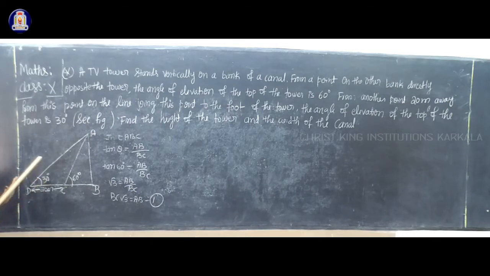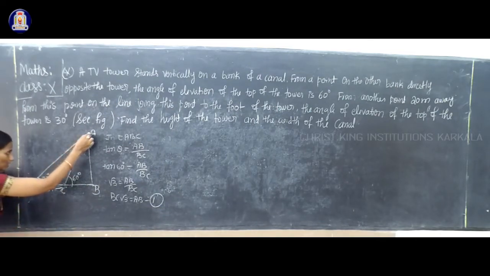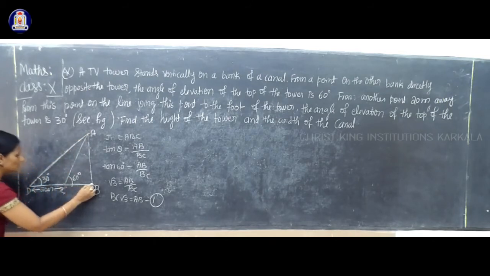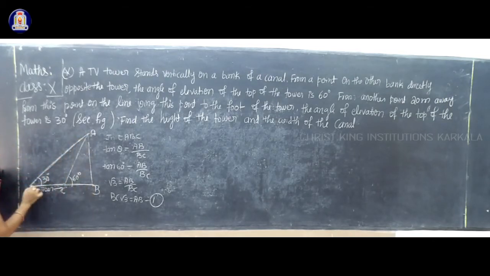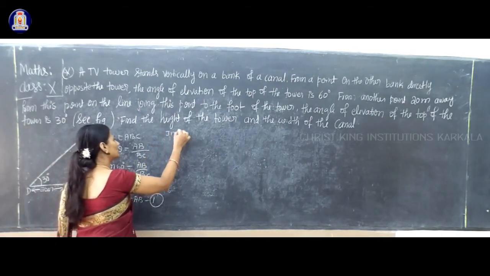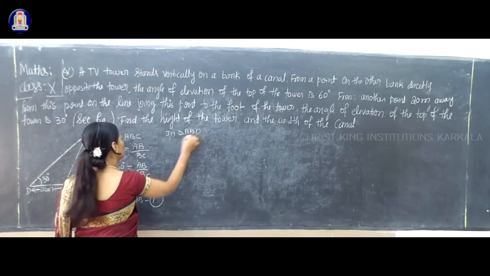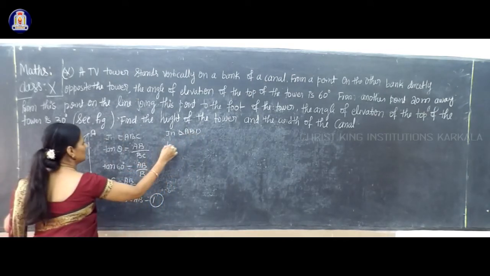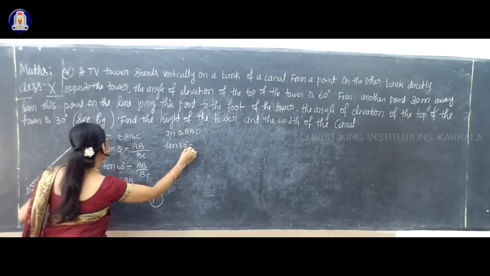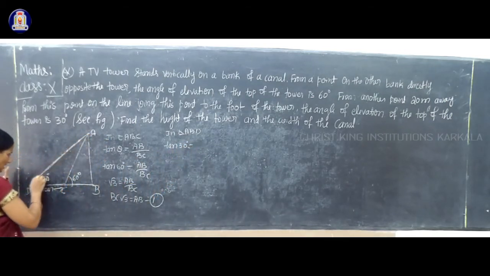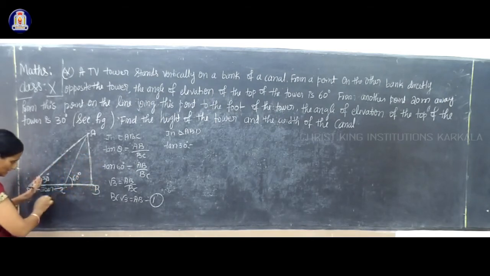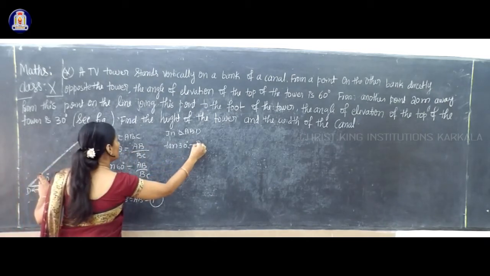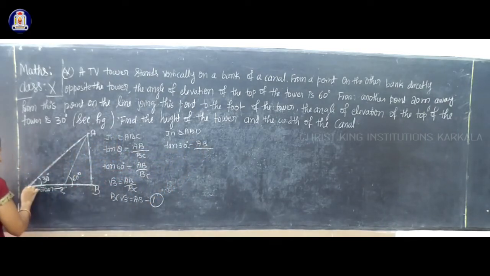Now your work is, with respect to 30 degree, write the triangle. So 30 degree is this one, correct? No, this is 30 degree. So which is your triangle? Triangle is ABD. So in the triangle ABD, tan 30 degree is equal to, which is your opposite side? This is the angle, this is the opposite side and this is the adjacent side. So tan 30 is AB divided by the adjacent side BD.